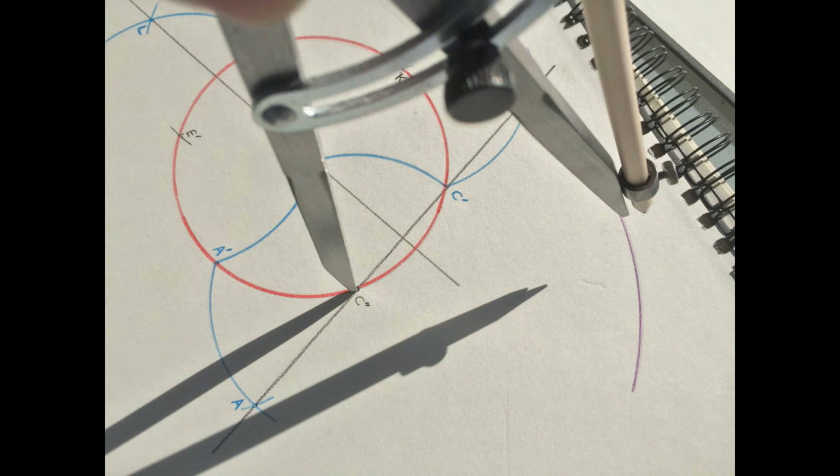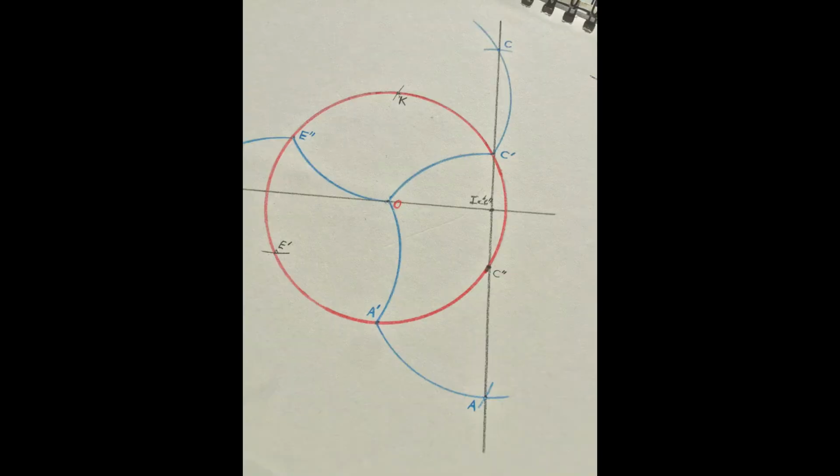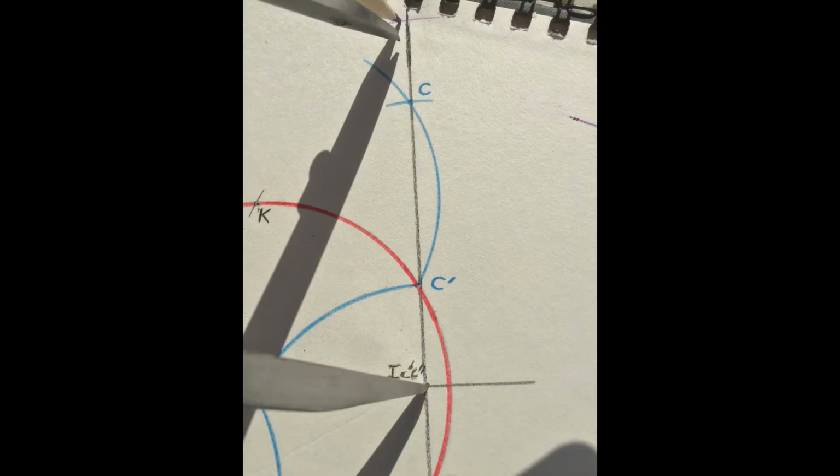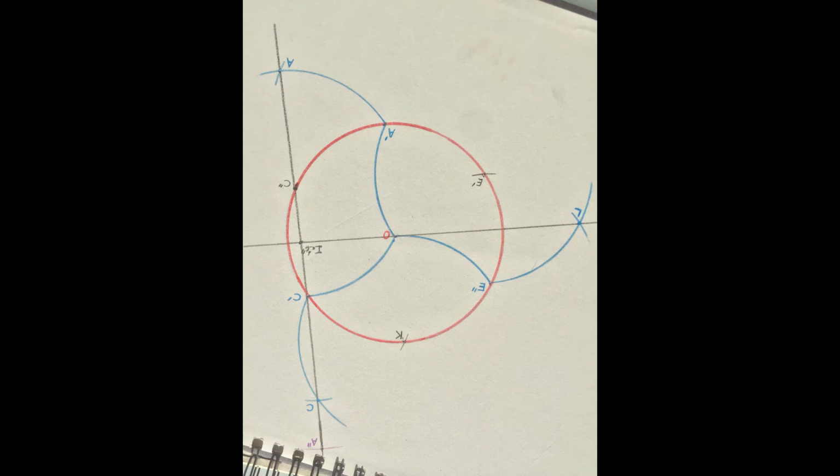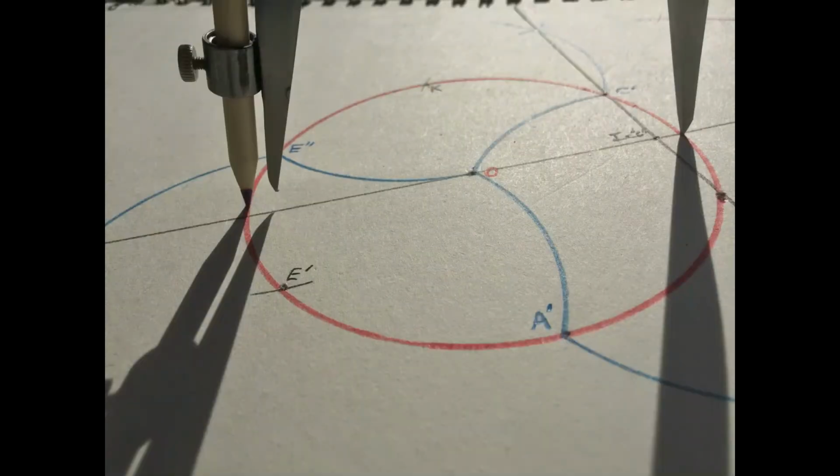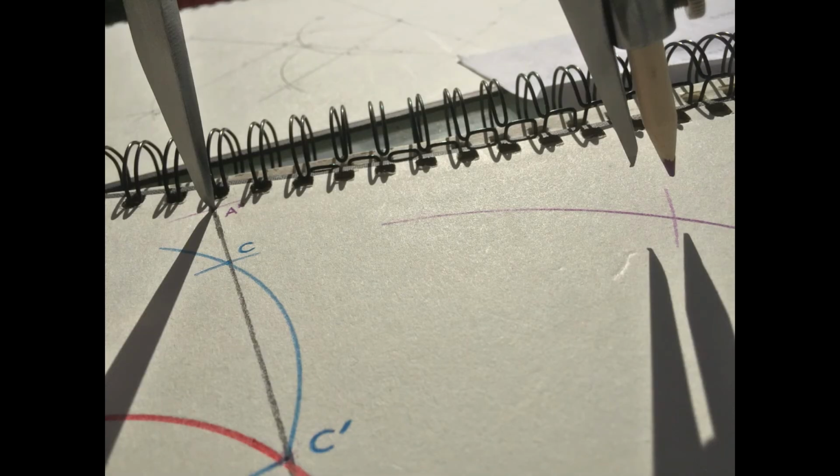I locate the point IC'C'', middle of the segment C'C''. I point at IC'C'' and draw an arc of a circle that comes to cut the straight line AC in A''. I point at A'' and cut the arc of circle in D. I now draw the line E'D.